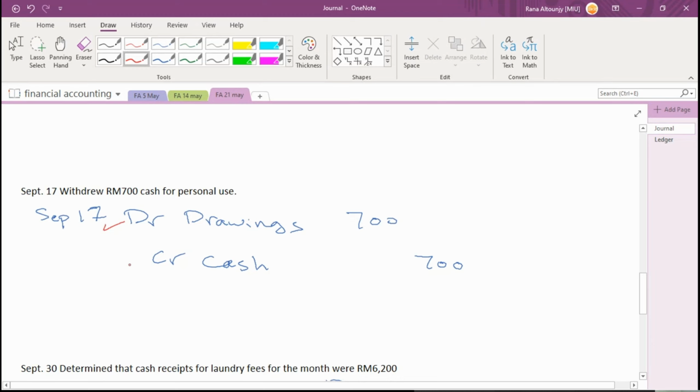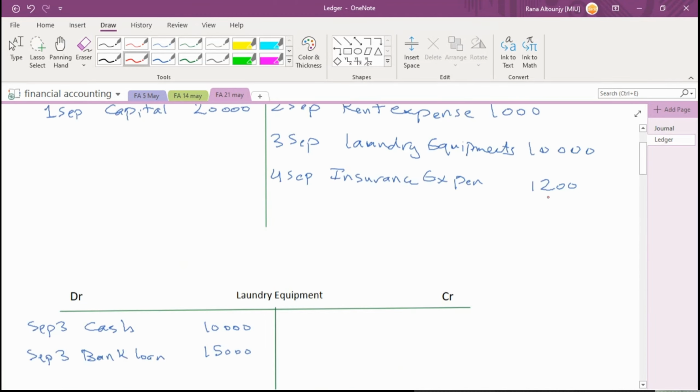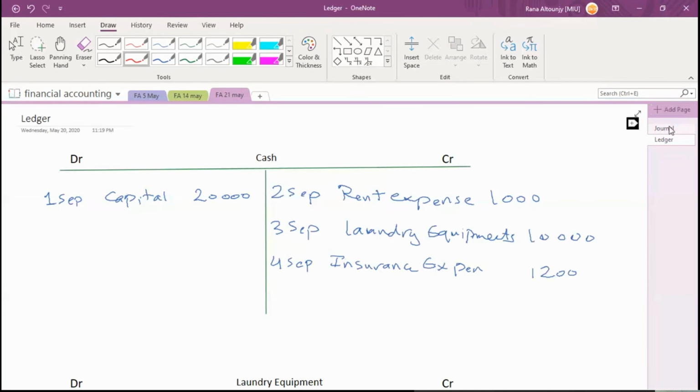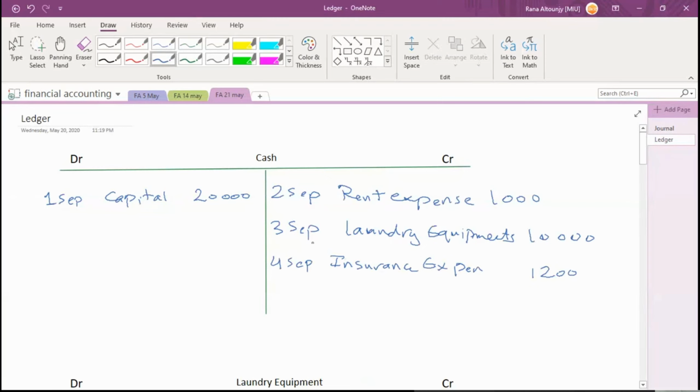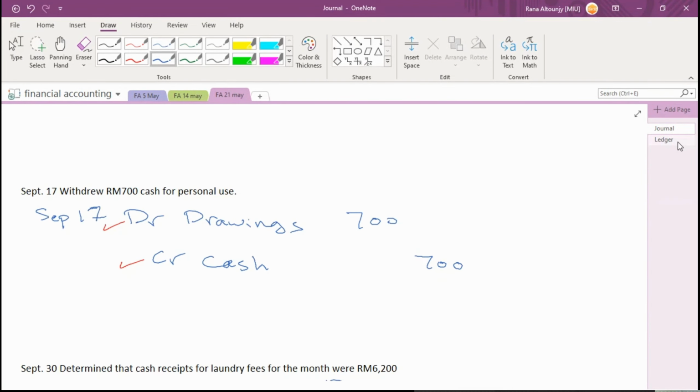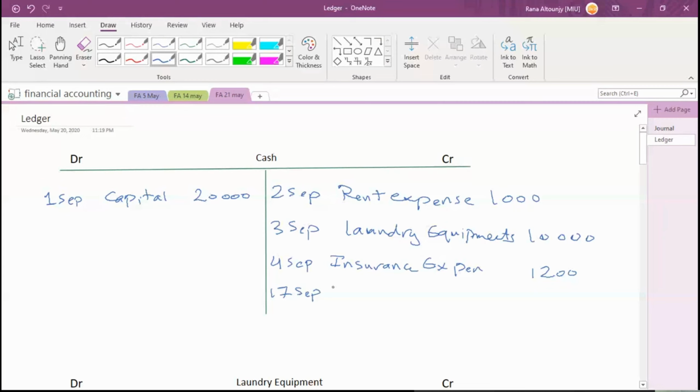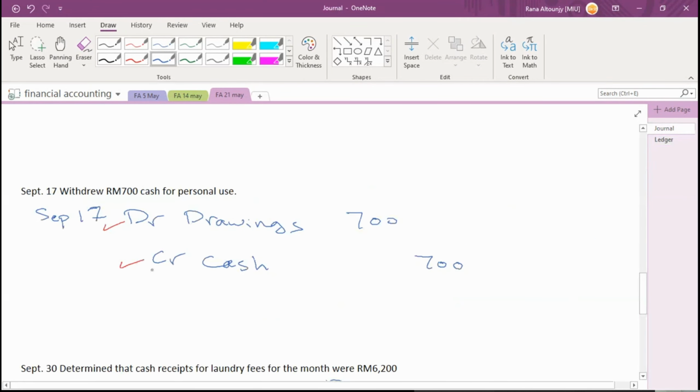Let's transfer the other side of the transaction. We go to the credit side of the cash T account. The date is September 17, and the other side of the transaction is drawings, amount 700. Then, like this, we transfer this one.